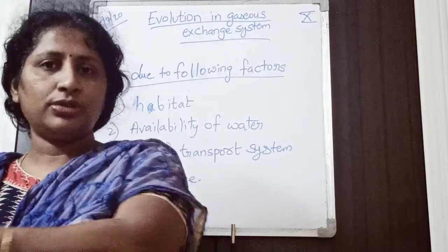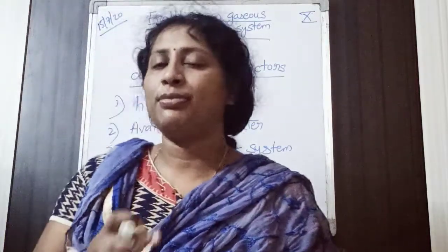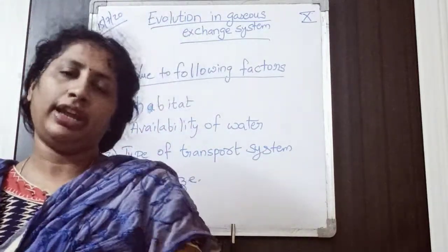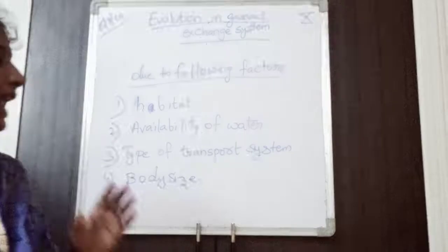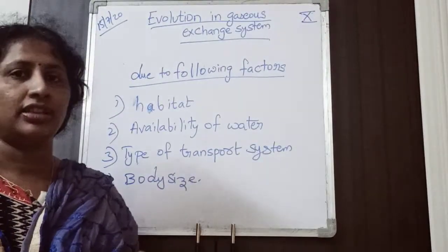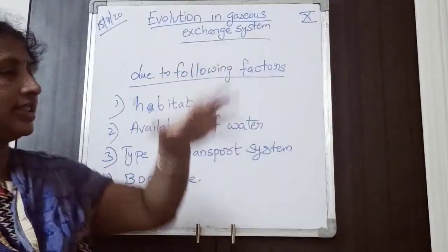From porifera to coelenterata they are little more evolved. So gaseous system also has been evolved from phylum to phylum. Okay, so why gaseous exchange system, what are the factors which has made gaseous system evolution?